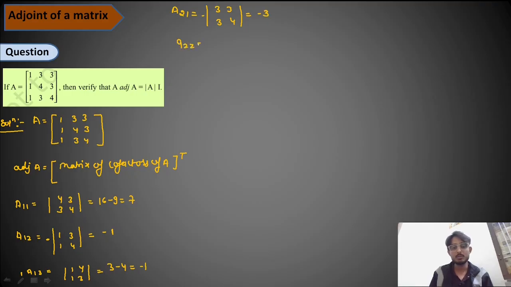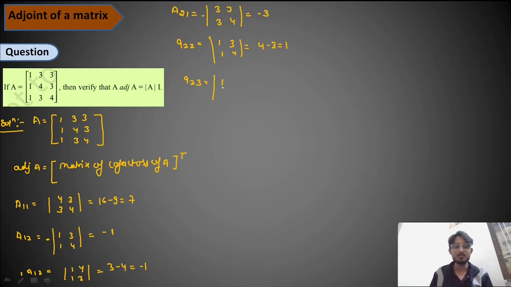A22 equal to eliminate second row and second column. When you eliminate second row and second column we will get 1 1 3 4. 4 ones are 4 and 3 ones are 3. 4 minus 3 equal to 1. A23 equal to second row and third column. Here second row equal to 1 4 3 and third column equal to 3 3 4.